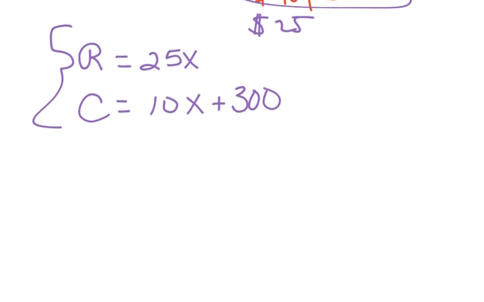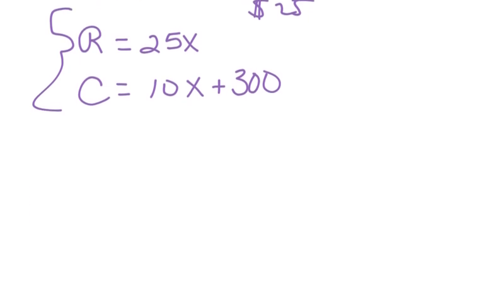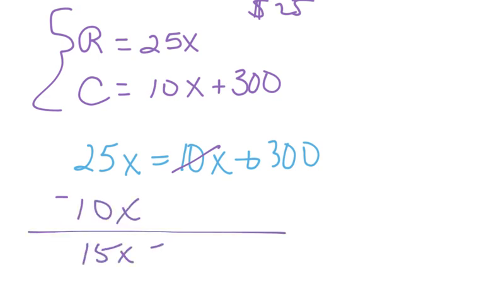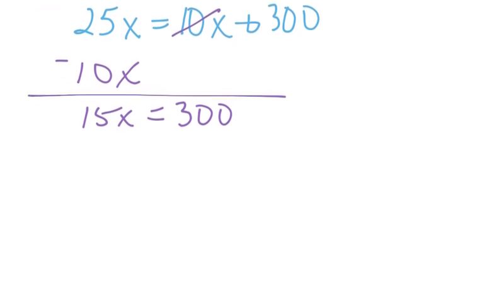So you can make a table to make them equal. You could graph them to make them equal, and you could do that on a calculator. You can solve this as an equation, which is probably the easiest way. So 25x equals 10x plus 300. If you solve, you get 15x is 300. And so then 15 goes into 300 20 times. So x is 20. So at 20 hats, he breaks even.